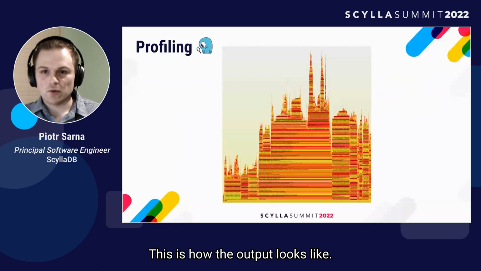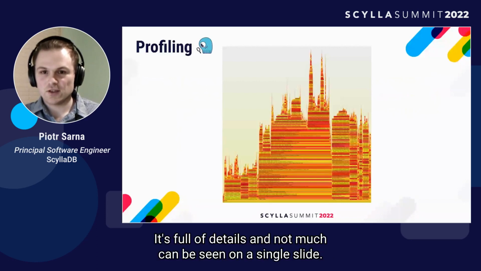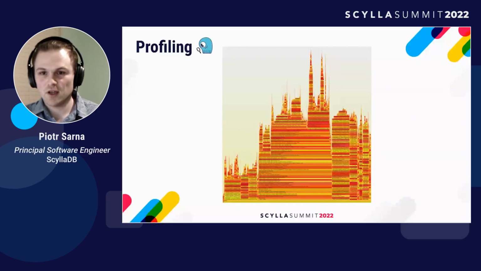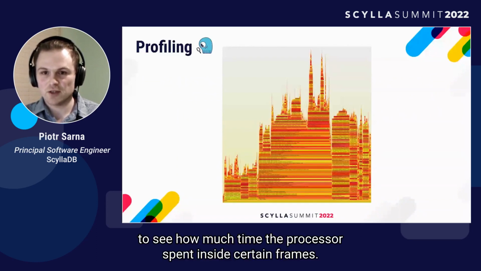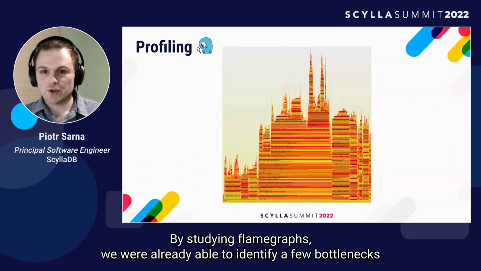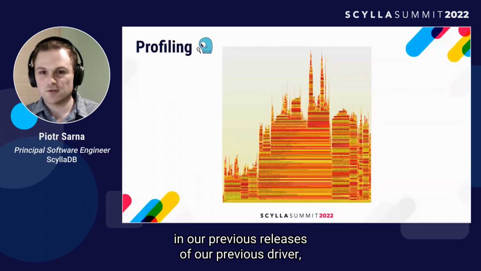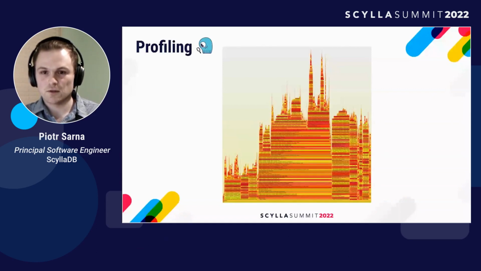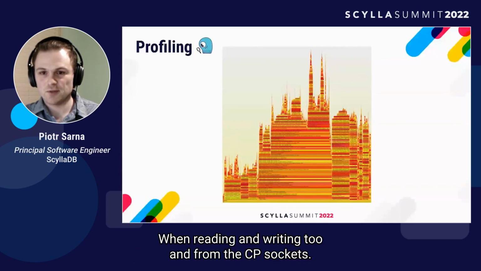This is how the output looks. It's full of details and not much can be seen on a single slide, but this generated flame graph is interactive. You can zoom in on specific parts of it to see how much time the processor spent inside certain frames. By studying flame graphs, we were already able to identify a few bottlenecks in our previous releases of our driver, including some that were caused by lack of buffering reads and writes when reading and writing to and from TCP sockets.